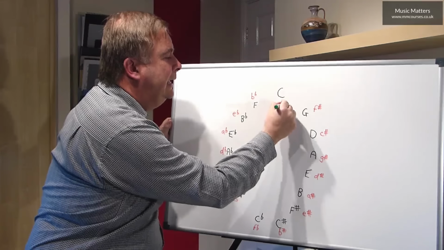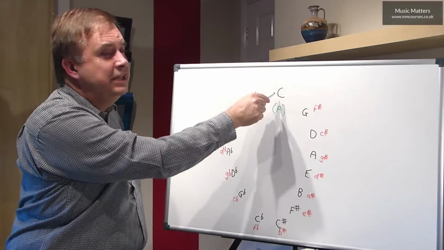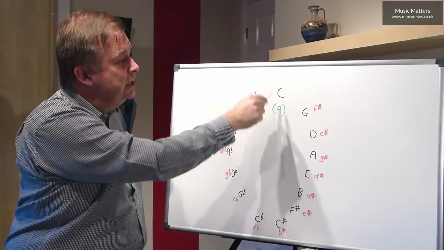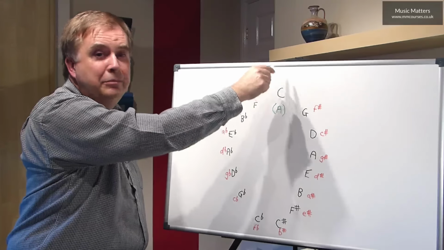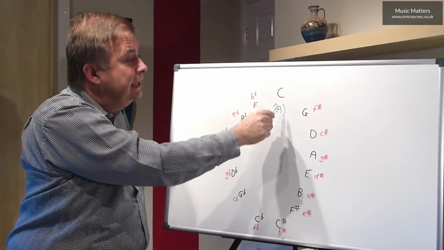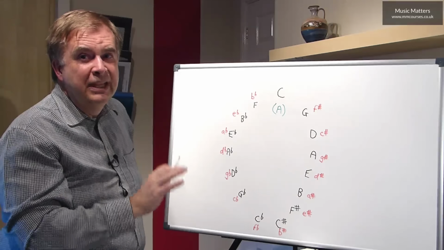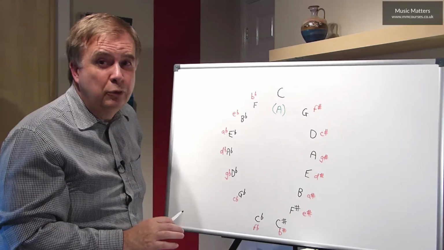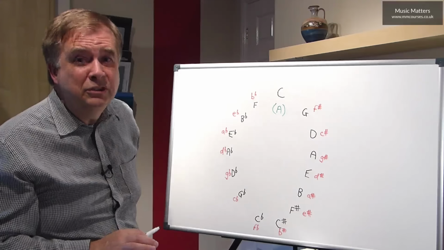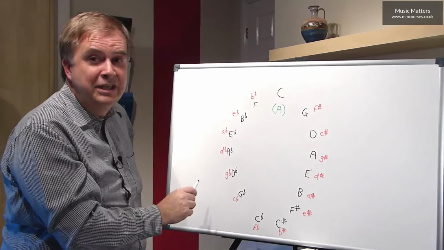So A minor is called the relative minor of C major. They're related to each other because they share the same key signature. The key signature of A minor is just the same as C major. No sharps, no flats. If you want to write a harmonic scale or a melodic scale, there are things you've got to do to that, but the key signature is the same as it is for C major.